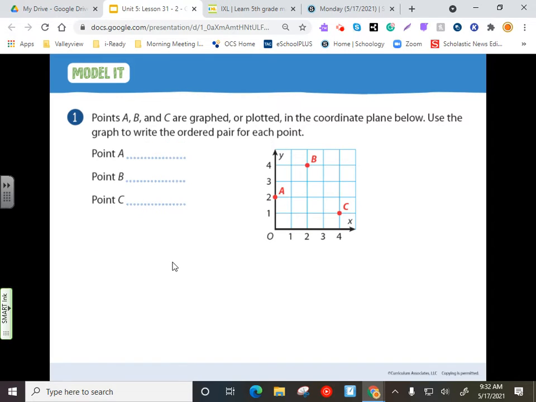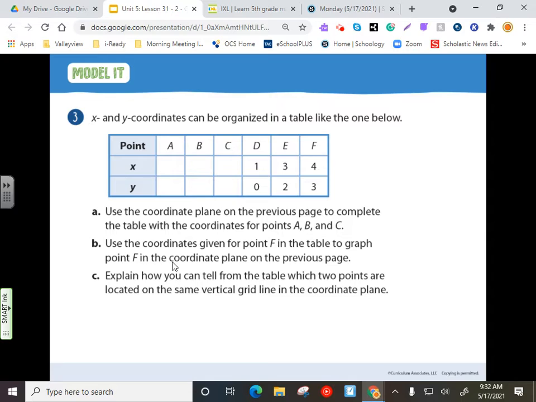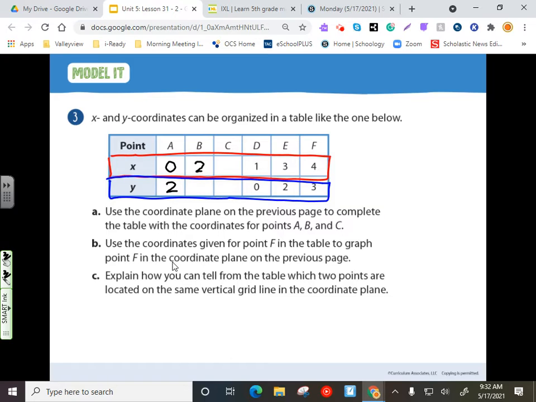Go ahead and turn the page. At the top of page 3, we have a table, which is another way to organize your x and y coordinates. Everything in this top row, these are all the x coordinates, and the bottom row are all the y coordinates. If these points D, E, and F look familiar, they should, because these are the ones we used previously. So our point A is 0, 2. Our point B is 2, 4. And our point C is 4, 1.